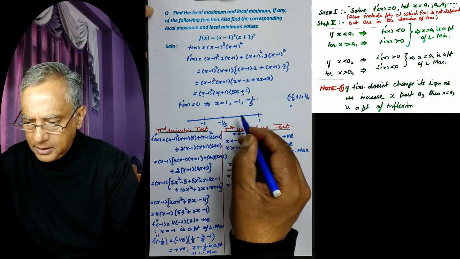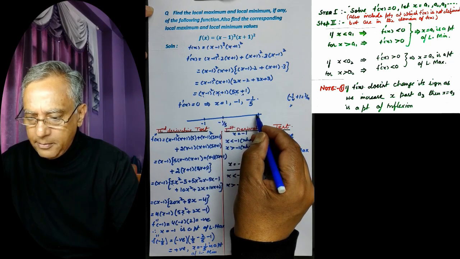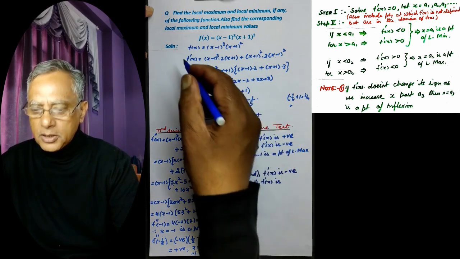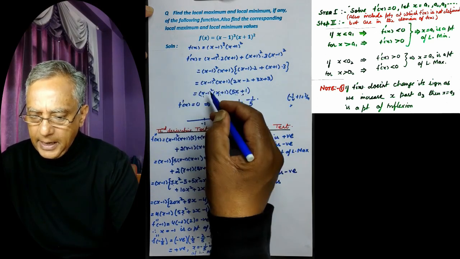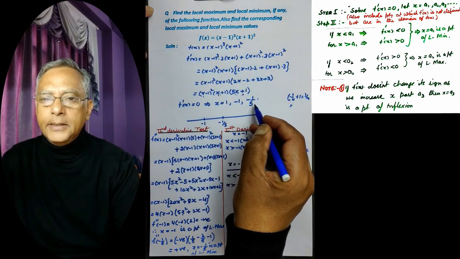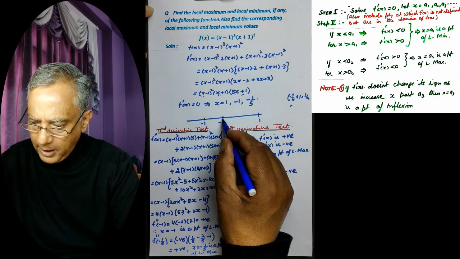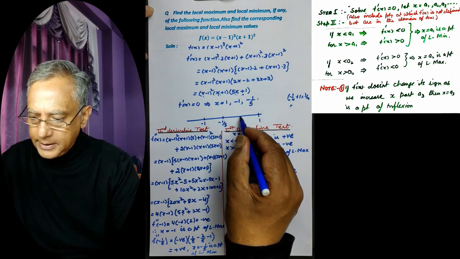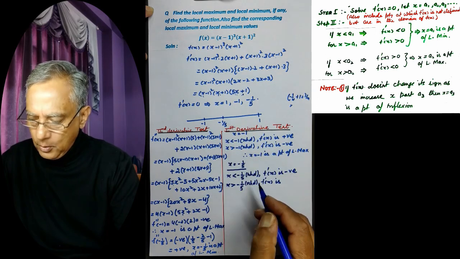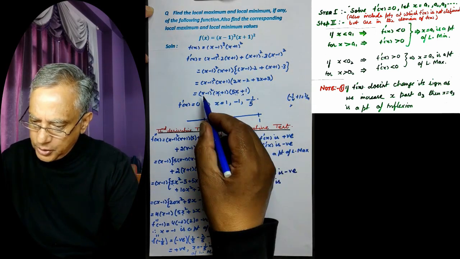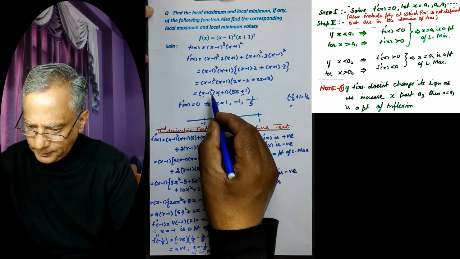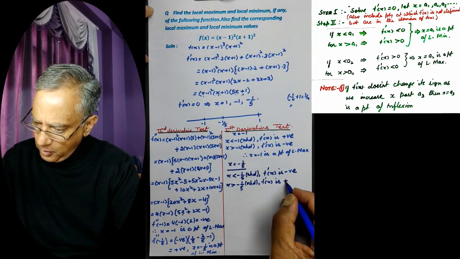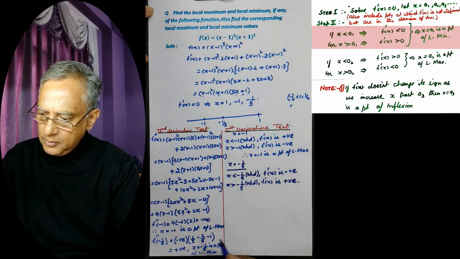Because in this interval, the sign will remain the same. The sign of f dash x will remain the same, because f dash x is continuous and f dash x is 0 only at these points. So the sign of f dash x in this interval will remain the same. So take any point in this interval, say 0. At x equal to 0, this is positive, this is positive, this is positive. So the sign of f dash x is positive.